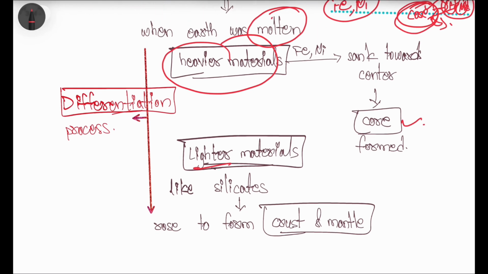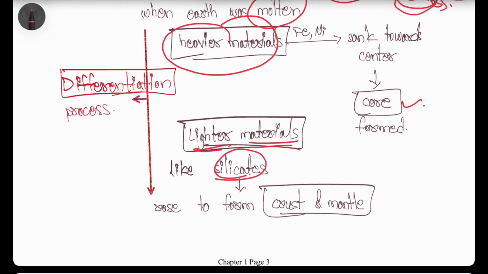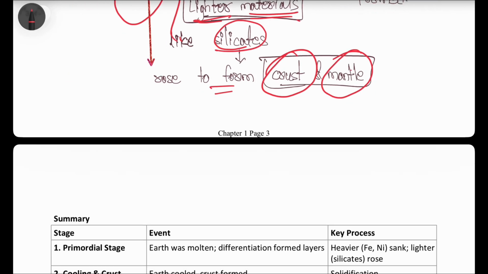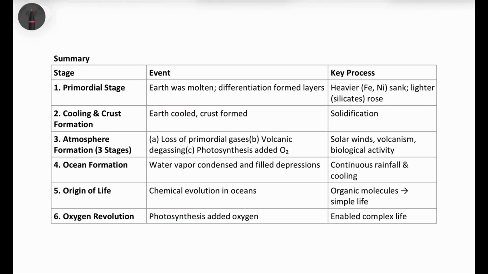And what happened to the lighter elements present in the molten Earth? Lighter materials like silicates rose to form the crust and mantle through the process of differentiation. Different layers or materials were arranged in different ways according to their densities. That's how the Earth's different layers were formed. So when you see the evolution of the Earth, in the primordial stage, that means in the initial stages, the Earth was molten in nature, and differentiation formed the different layers.